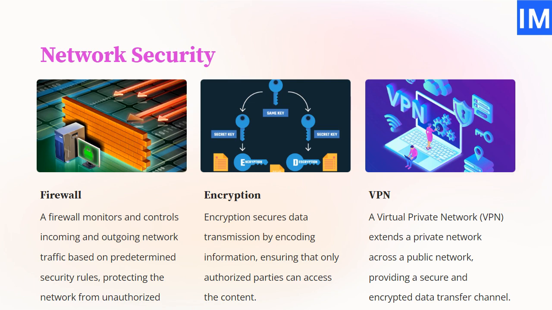For instance, a firewall monitors and controls incoming and outgoing network traffic based on security rules that help protect us. Encryption, which you might already know, secures data transmission by encoding information, ensuring that only authorized parties can access it. And then we have a virtual private network or VPN, which extends a private network across a public network, providing a secure and encrypted data transfer channel.